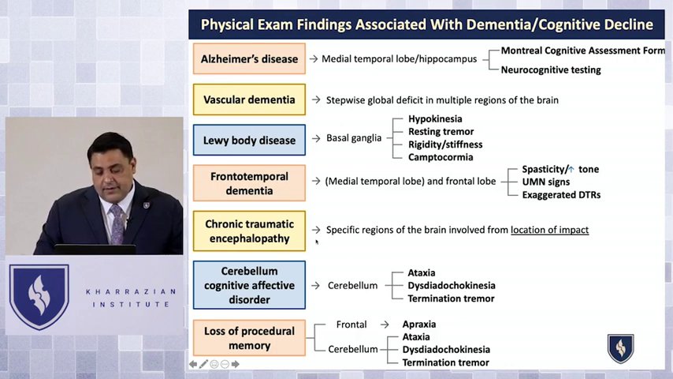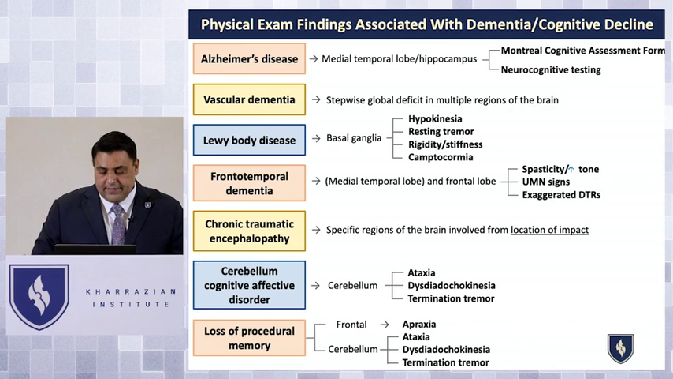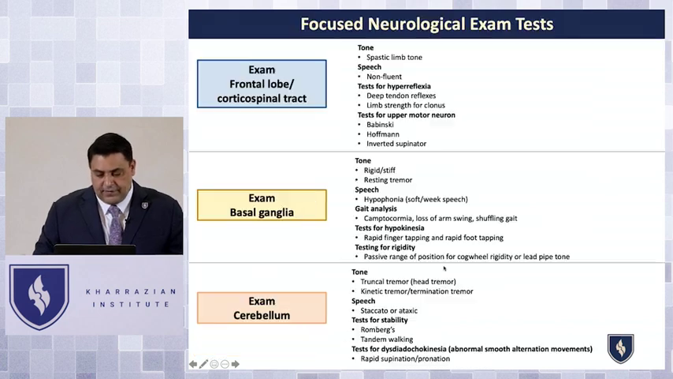Chronic traumatic encephalopathy, depending on where the brain's involved, you can see all types of imbalances. And with cerebellar cognitive affective disorder, you may start to see signs of cerebellar disease like ataxia, dysdiadochokinesia, or intention tremor. And with people that have loss of procedural memory, like implicit memory loss, that's when you see apraxia. You ask them to go finger to thumb, every other finger, and they just can't figure out how you're asking them to do it. That's called apraxia. Or if the cerebellum's involved, they may have ataxia or intention tremor. So these are the ways to look at exam findings for different types of diseases.